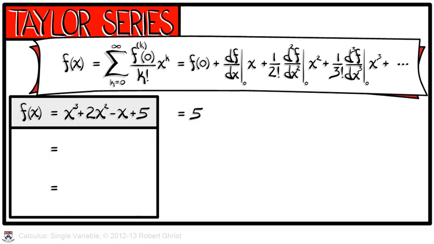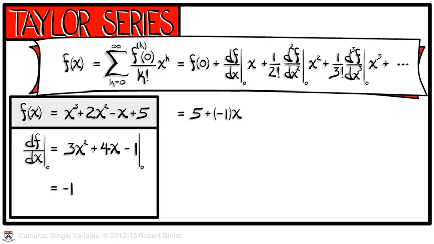If we take the first derivative of this function, what do we get? Well, 3x squared plus 4x minus 1. Evaluating this at 0 gives us what? Well, that gives us -1. Therefore, the next term in the series expansion is -1 times x. Continuing, if we take the second derivative of this function, we will obtain 6x plus 4. Evaluating this at 0 gives us simply 4.